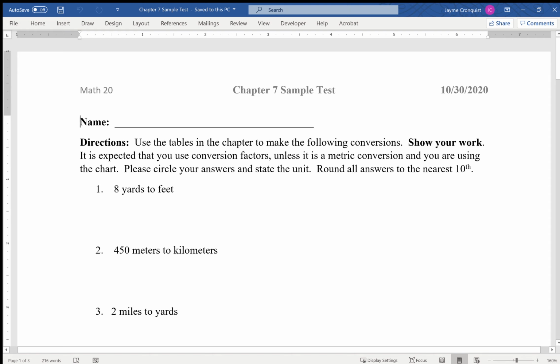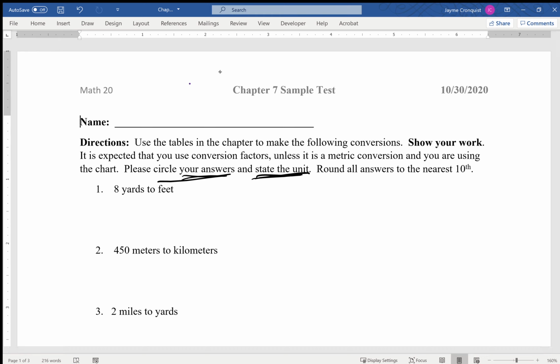Please circle your answer and state the units. Don't forget you must state the units. You must circle your answer. And I'm writing in black. How gross. Okay, there we go. I like purple. Round all answers to the nearest tenth. Okay, 1 decimal place.